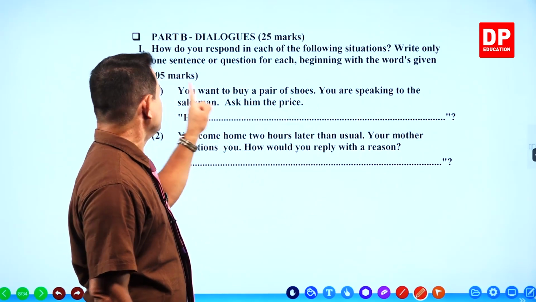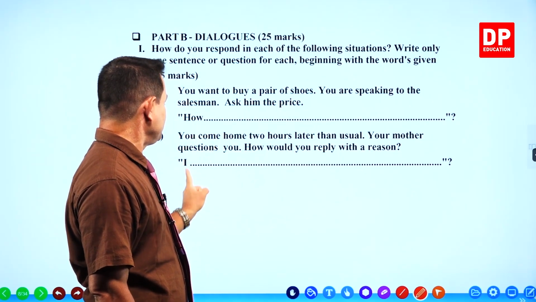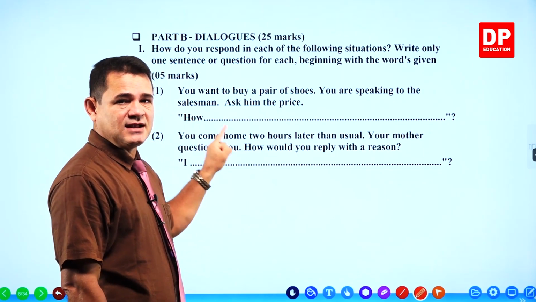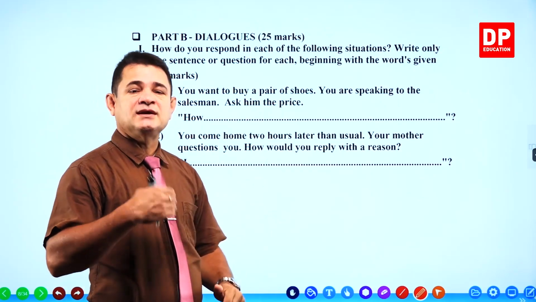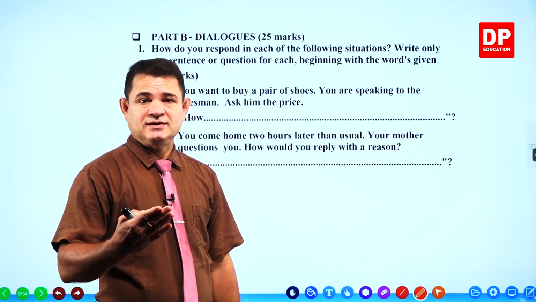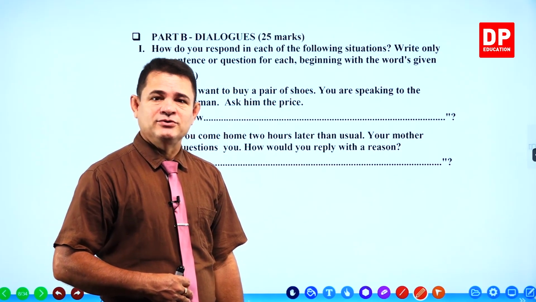Beginning with the words given, right? The words are given here. You have to start with that word. ඒ වචනෙන් පටන් අරගෙන මෙන්න මේ අවස්ථාවට ඔබ ප්‍රතිචාර දක්වන්න. How do you respond to it? You have to write it. So that's what we have to do.